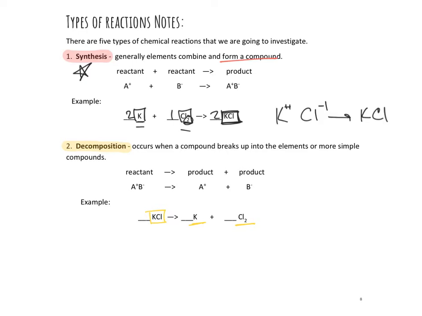Note that here Cl has to be Cl2 because that's a diatomic molecule. And as always, you would balance these things out the same way. Basically, it's this reaction from above going backwards.